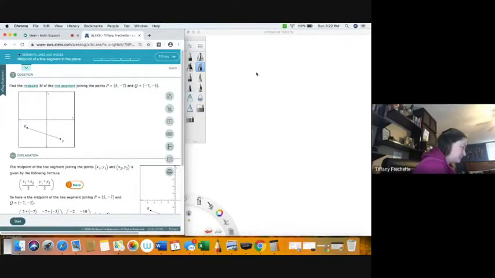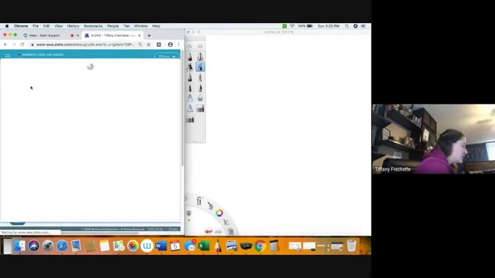Okay, so this topic is midpoint and line segment in the plane. So in this case, it's saying find the midpoint M of the line segment joining the points P, which is 5, -7, and Q, which is -7, -3.